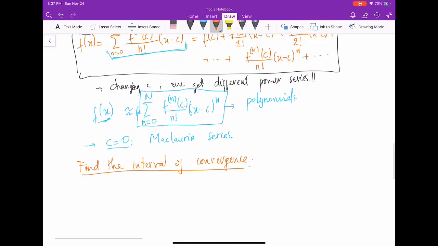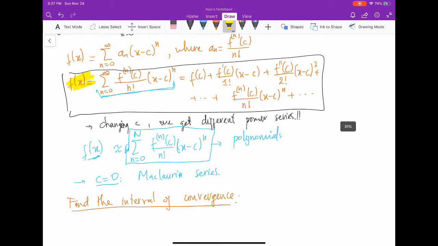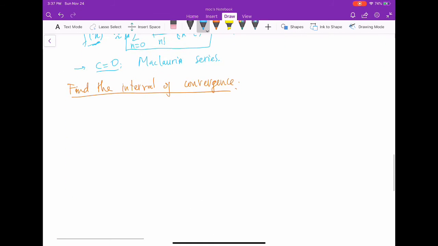We may express a function f in a power series, but that does not mean this formula is correct for any x. Don't forget that. I write here: not correct for every x. So what does it mean? That means we have to find the interval of x where the formula is correct. That is about finding the interval of convergence of that series.